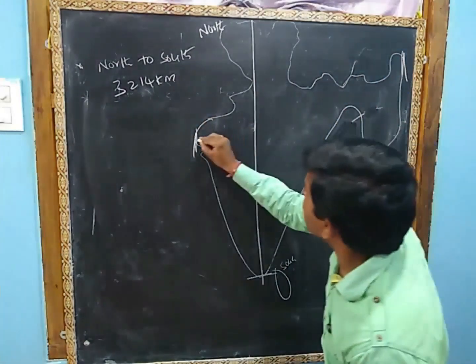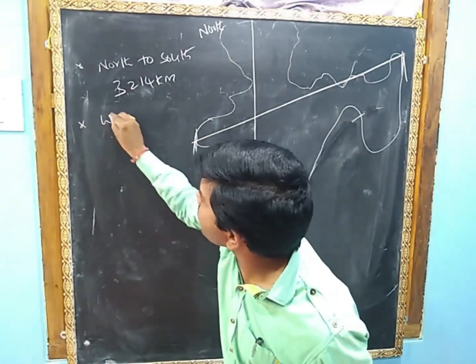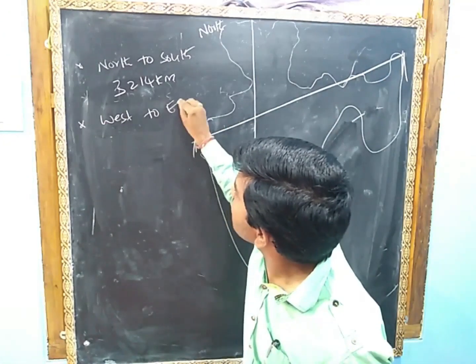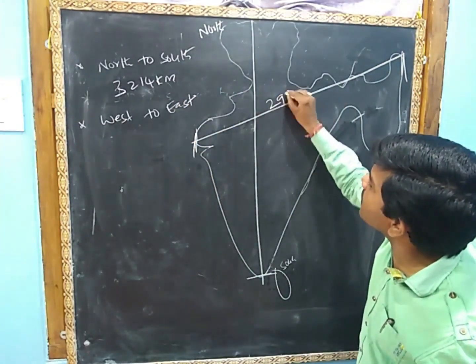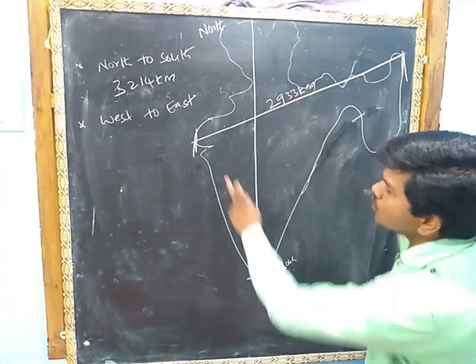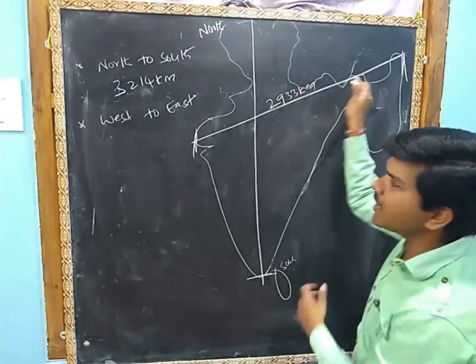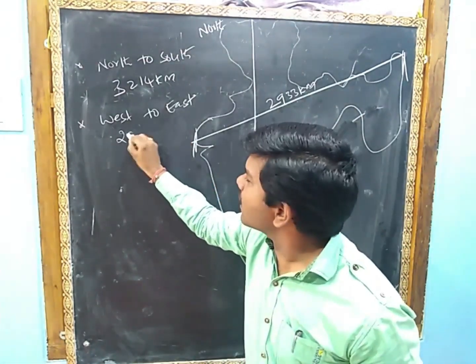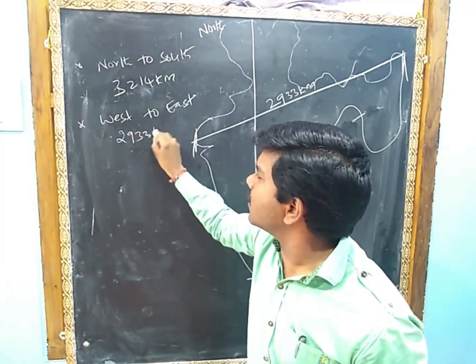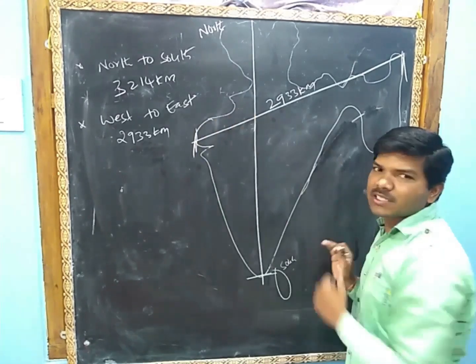The west to east distance is 2,933 kilometers. So I am writing here: 2,933 kilometers west to east distance.